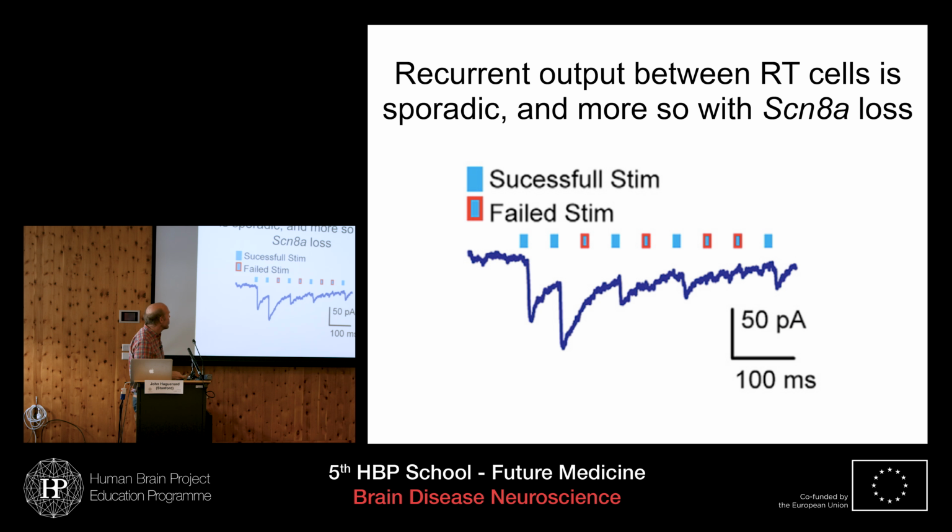On the other hand, when he looked at the intrathalamic network, the intrareticular network, the connections between the reticular cells, he saw many failures, and they're marked with red squares here. So here's another stimulus train. You can see here's a response, here's a response. There should have been a response right here, but there was none. That's a failure. There's another failure. There's a couple more failures. So this part of the network is more fragile.